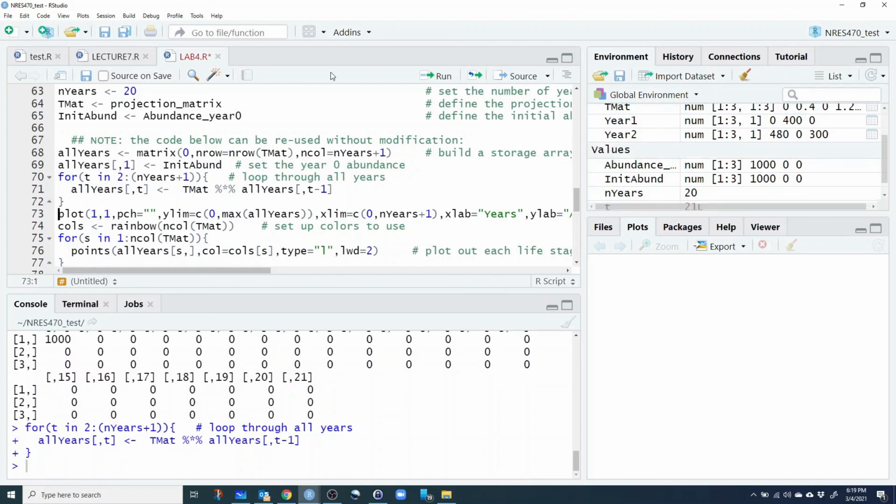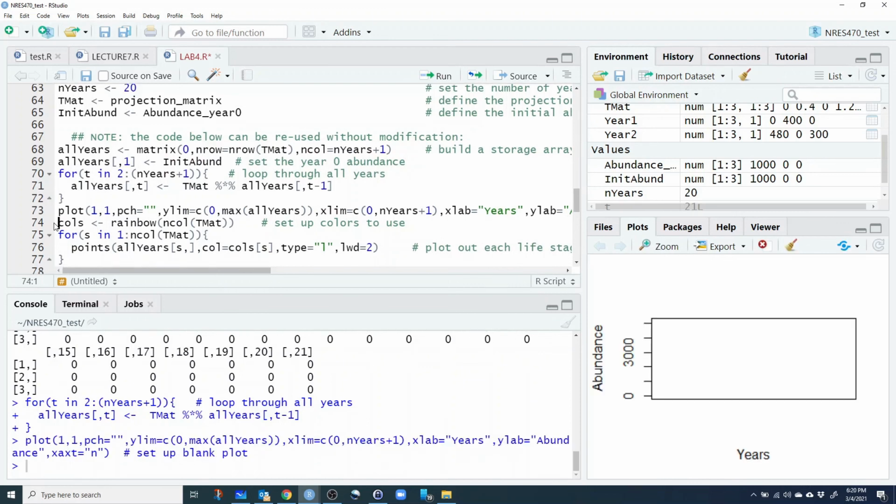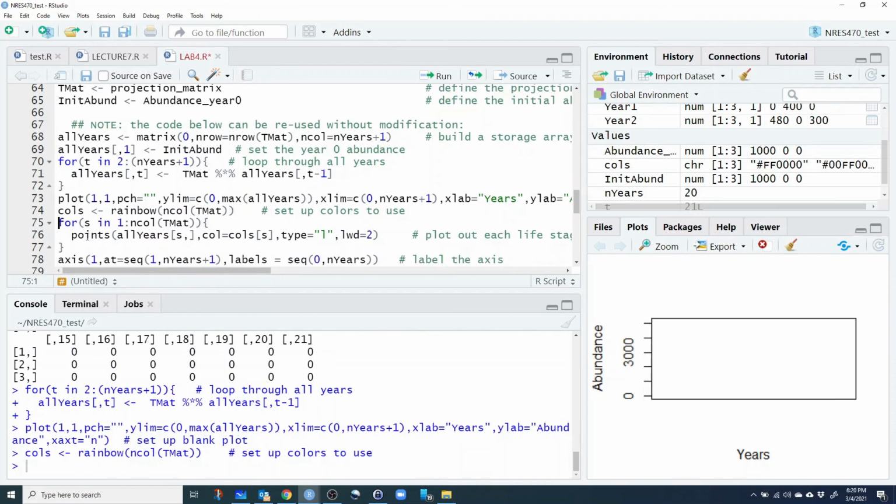And we can even set up a plot that will plot out the abundance of each stage over time. And so what I'm first doing is setting up a blank plot. Then I'm going to set up a bunch of colors in order to represent each stage as a different color. And then I'm going to loop through all the different stages. That is the number of rows or columns in the transition matrix, the number of stages, it's just 3 here. And for each stage, I'm going to plot out the abundance over time. All right, and it's going to be each in a different color.